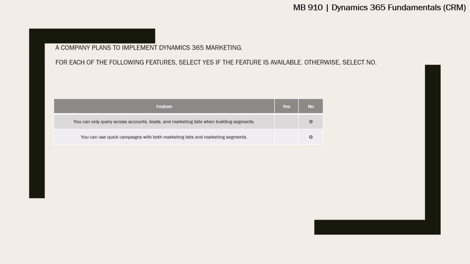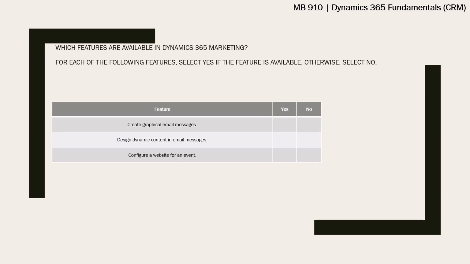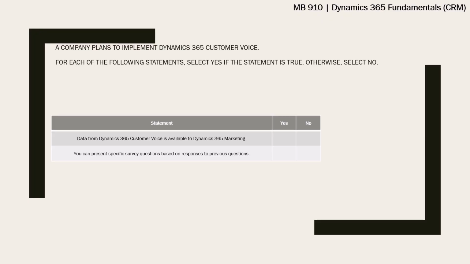Which features are available in Dynamics 365 Marketing? For each of the following features, select yes if the feature is available. Otherwise, select no. A company plans to implement Dynamics 365 Customer Voice. For each of the following statements, select yes if the statement is true. Otherwise, select no.